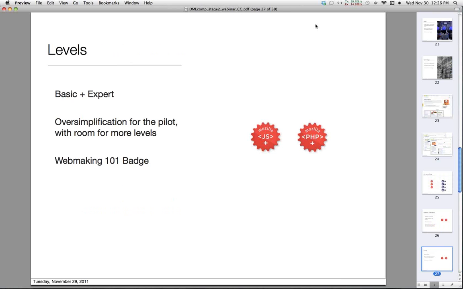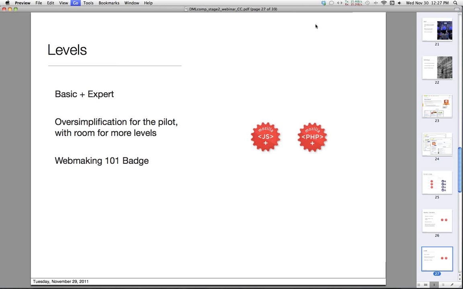Also, and this directly ties into the level of granularity, the levels here were a matter of basic versus expert, and that is a really binary distinction and not necessarily one we recommend. But again, it was the idea of oversimplifying for the pilot so that we had more room for levels as we moved through, and eventually something would build to a Web Making 101 badge. So it is possible to have badges that build upon one another and then result in a higher level badge.